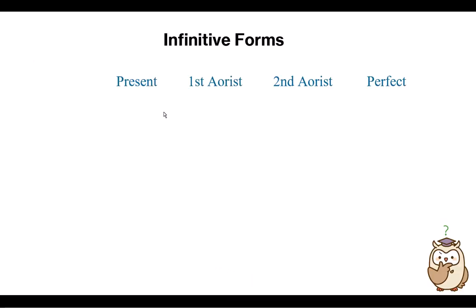Let's look at the infinitive forms, and in the process we'll see what the endings are. For the active forms, the present active is luein. So the ending here is epsilon iota nu. For the first aorist, we have lusai. Second aorist, we have epsilon iota nu, which is the same as the present. And then for the perfect, lelukenai. So we have the reduplication, the le, and then the actual ending here is kenai.